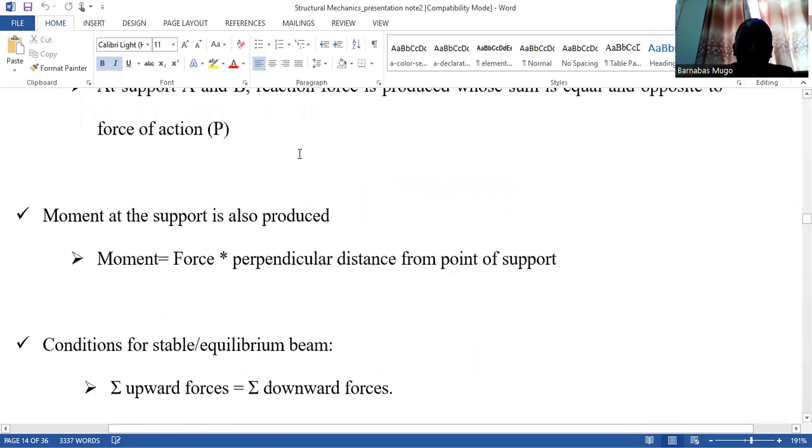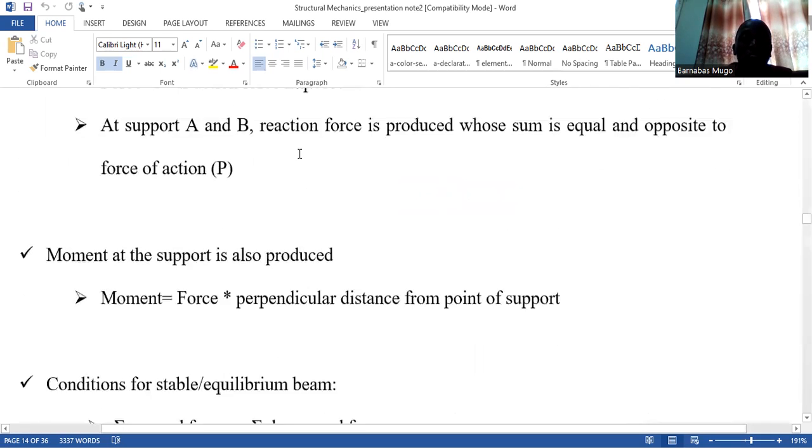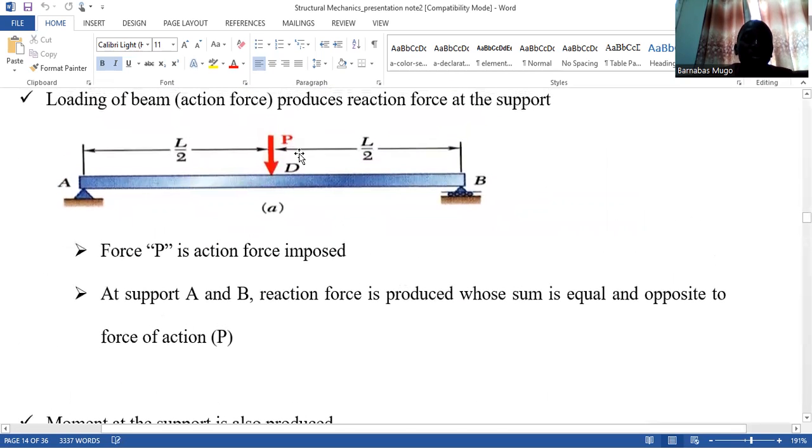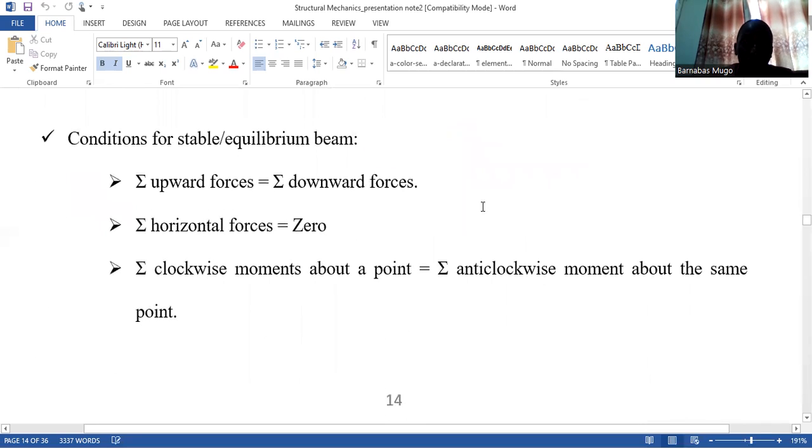Then there is something that is called the moment at the support. Moment, we know that it is given by force multiplied by a perpendicular distance from the point of support. And therefore, if I want to know the moment at A, it is going to be given by L/2, which is the distance from A to D, multiplied by force P. So L/2 times P is the one that is going to give me the moment at point A. So force times perpendicular distance.